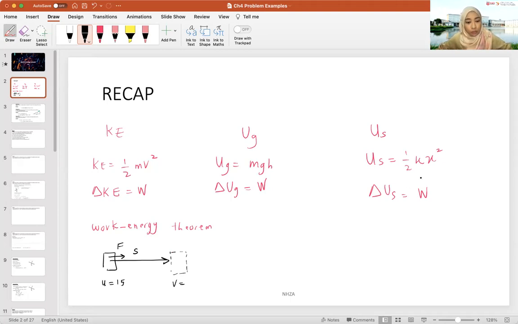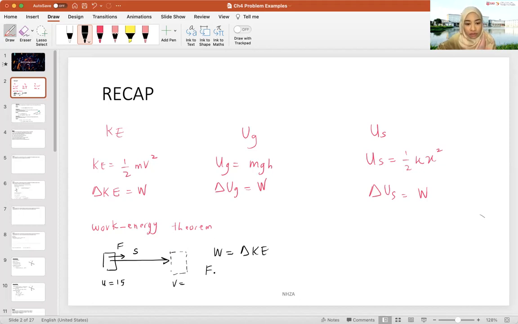So here, the only thing that changes on this system, ataupun the only thing that changes on this box is the velocity. So you can say, oh, I have force and distance, that is work. So my work can be equal to the change in kinetic energy because that is the only thing that is changing here. The height does not change. You don't have a spring. The only thing that is changing is the velocity. So you can say, okay, I can use the work energy theorem to solve this.